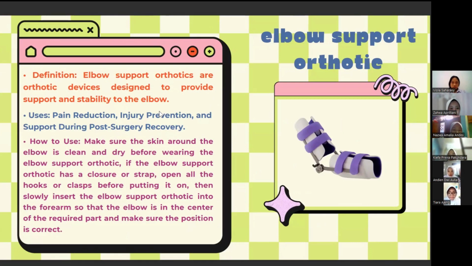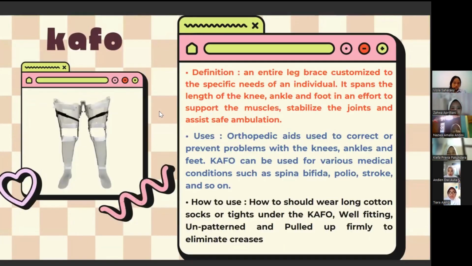How to use: make sure the skin around the elbow is clean and dry before wearing the elbow support orthotic. If the elbow support orthotic has a closure or strap, open all the hooks or flaps before slowly inserting the forearm so that the elbow is in it. Then center the orthotic on the required part and make sure the position is correct. The next presentation is Tiara. Tiara, time is yours. Okay, thank you, Najwa.